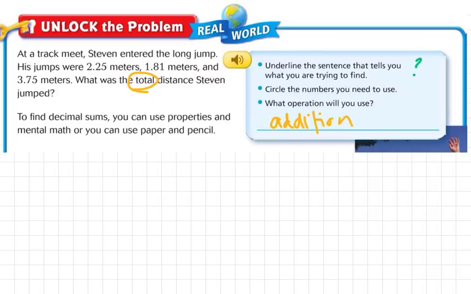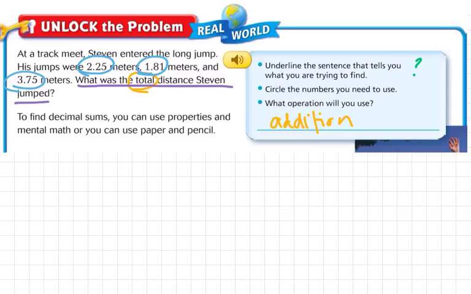Next, boys and girls, we have to circle the numbers that we're going to use. So, because he made 3 jumps, we're going to circle all 3 jumps, because we'll need to add up those and find the sum of those. And then, boys and girls, lastly, it says, underline the sentence that tells you what you're trying to find. We're trying to find the total distance Stephen jumped.